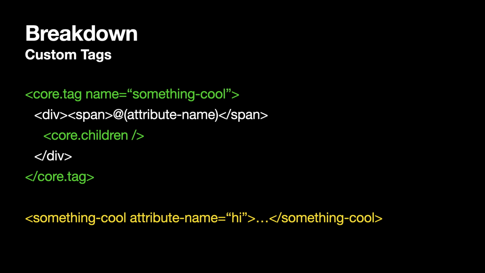A tag can be defined anywhere in a page. So here I'm specifying a custom attribute, my attribute name, and then the body of that would be substituted where that core children tag is. So this would just render out HTML. So you can, ideally, make reusable components out of this.